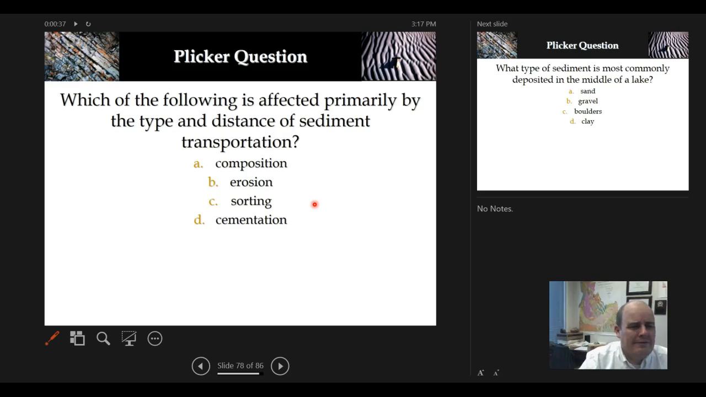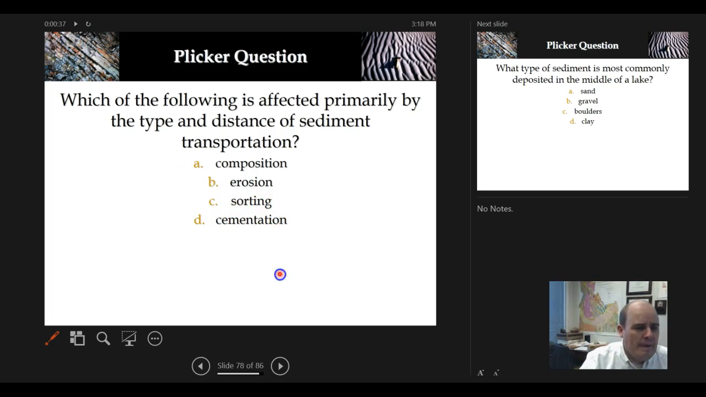So which of the following is affected primarily by the type and distance of sediment transportation? Okay. So the more the sediment is transported, the more sorting occurs. Composition will kind of be impacted by this, because the less stable materials tend to actually break apart early in the transportation process, and the more stable materials will be preserved over time. But usually the best example of this is sorting. The more sorting you have, the more transportation you probably have had over time to sort the materials out.